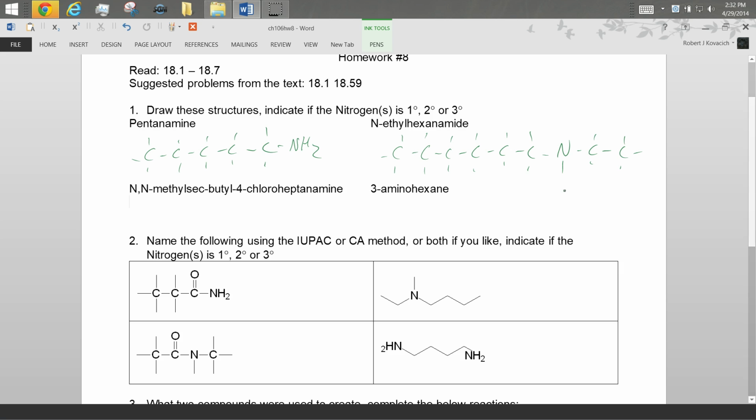Are we good with that? Can you put it off like the top of the N? Doesn't matter. Okay. And then this one here would be a primary, and this one here would be a secondary since it's got 2 carbons attached to it.